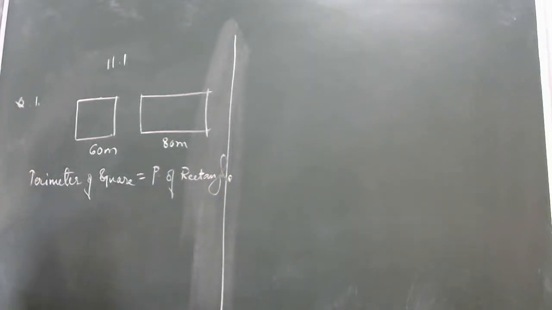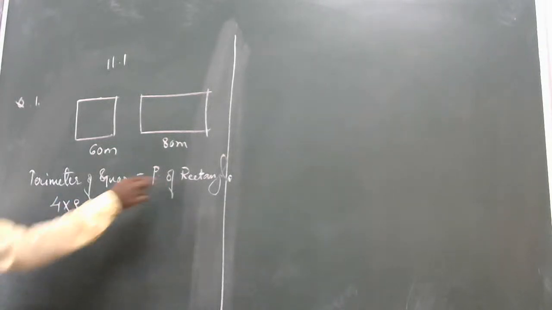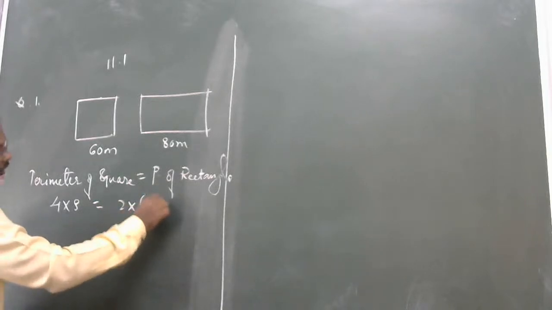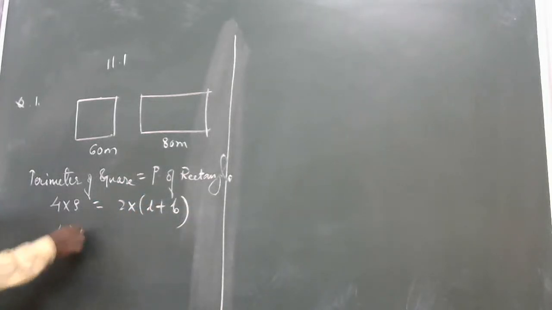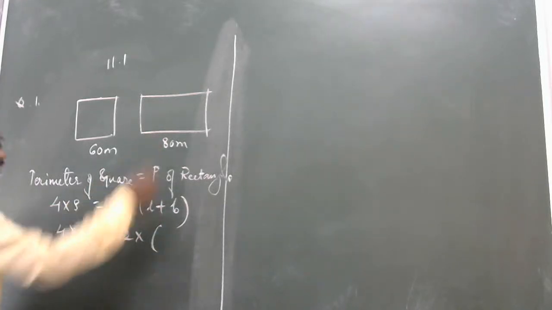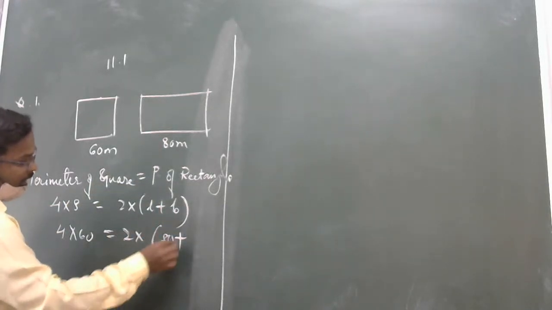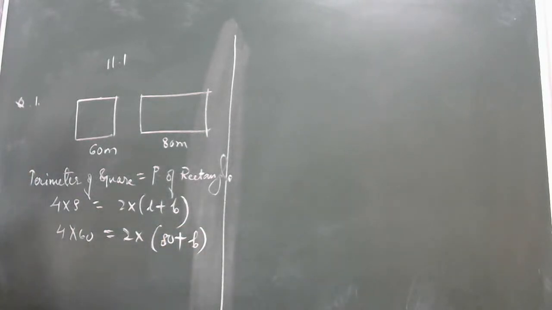So this is the question given. The perimeters are the same. Now if you want to find the perimeter of a square, what is the formula? 4 into side is equal to the perimeter of the rectangle, which is 2 into length plus breadth. 4 into side, 60 meter, is equal to 2 into length, which is given as 80, plus breadth b. We don't know the breadth, so take it as b. From here you have to find the breadth. After finding the breadth, you will have the side of the square and also the length and breadth of the rectangle. So find their area and compare them. Which one has the greater area?